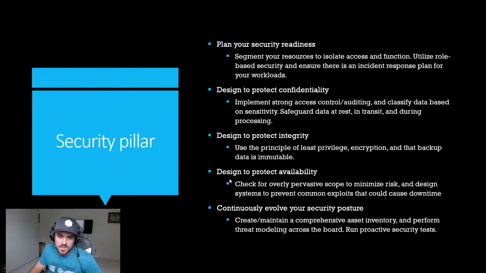You want to design to protect availability. So again, make sure that if something does go wrong, it's not going to compromise other components of your architecture. Okay, and then continuously evolve your security posture. So just be proactive, and when things happen, learn from it, get better, continue planning. Continuously improving in all things is kind of the key takeaway there.